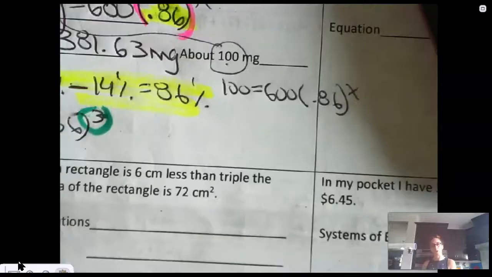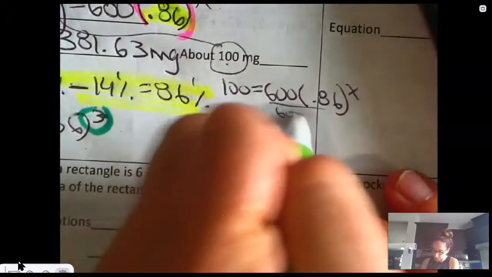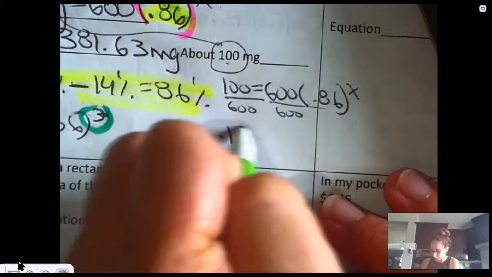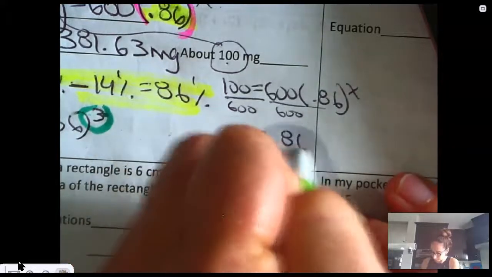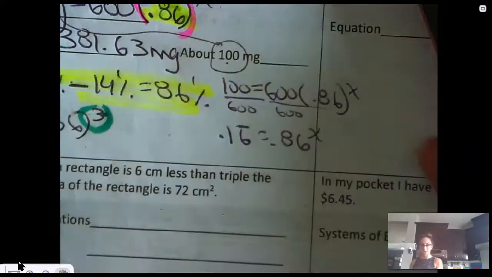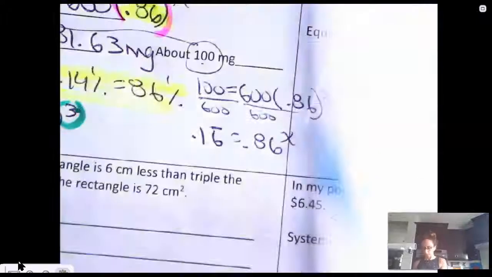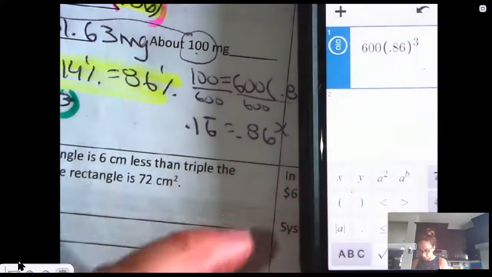So you go 100 equals 600 times 0.86 to the x. I haven't quite gone over exactly how to do this one, but you could fake it. Divide by 600, and you get 1/6, which is 0.16 with the hat on top, equals 0.86 to the x. So I could just literally do guess and check. So I could come up here. Oops, it's got to see my Face ID. Oops. Okay. And then I could do some guess and check.